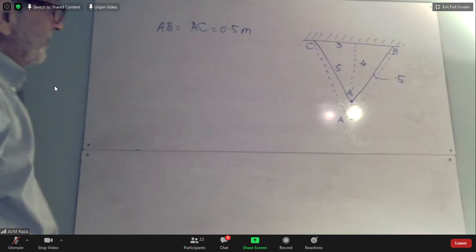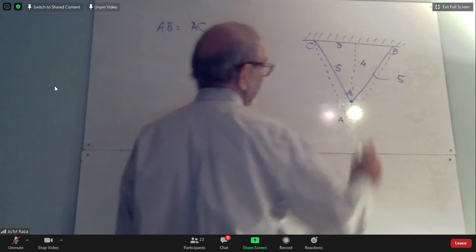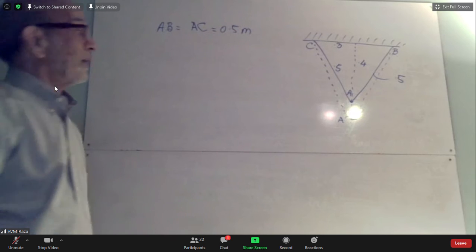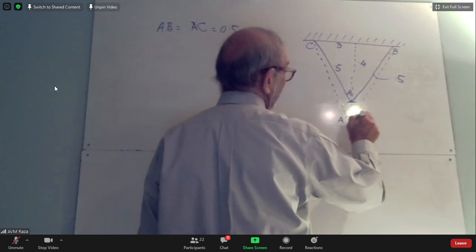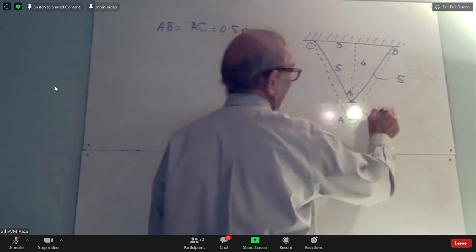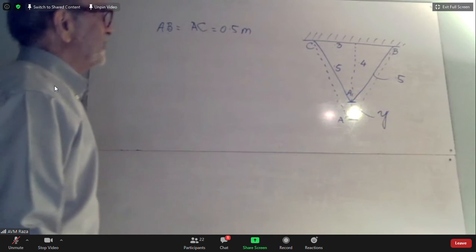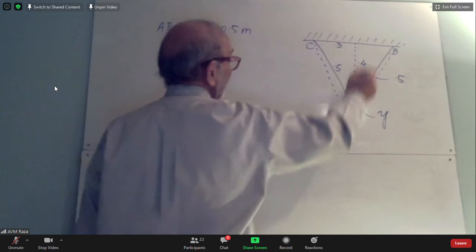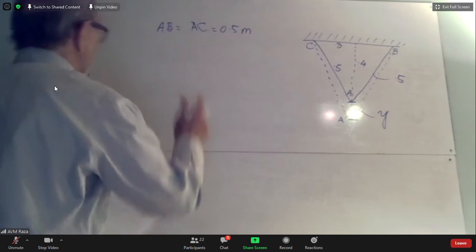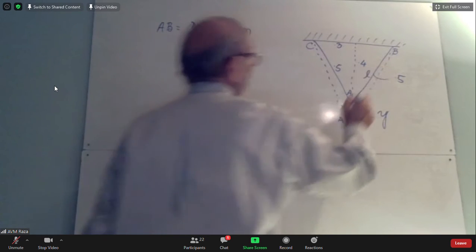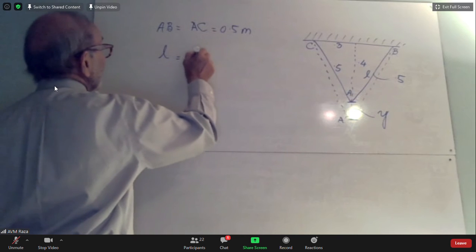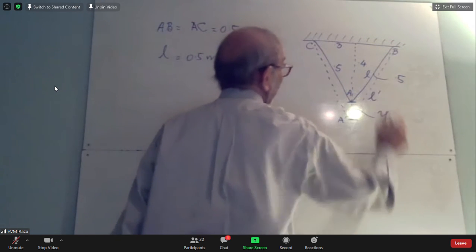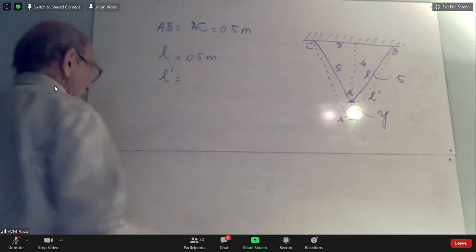So to be able to find the extension or the downward movement of point A, we need to find what? In other words, we are trying to find this length, which, since this is in the y direction, I'm just calling it y. Y is what we need to find, and what is given to us is the strain in either one of these. So I will say that if the original length is L, then L is equal to 0.5 meters. And let's say that the new length of AB is L prime, then L prime is equal to L plus delta L.